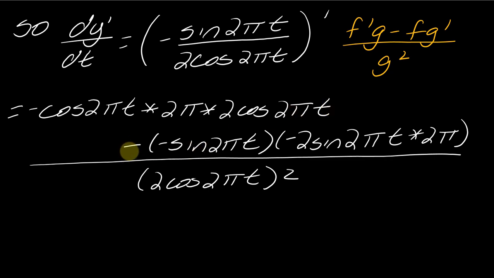Okay, now I subtract this and I leave the top function alone, so I leave negative sine 2 pi t alone, and I multiply this by the derivative of the bottom function. So the derivative of 2 cosine is going to be negative 2 sine. I leave the inside function intact, and then I multiply that by the derivative of the inside function, so that'll just be 2 pi. And then all of this is divided by the bottom squared.